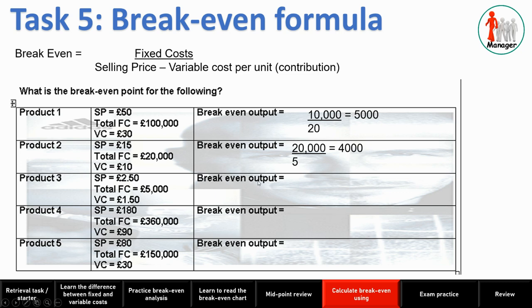This one here, fixed cost is 20,000. We sell them for 15 quid each. Each one costs £10, so each one contributes £5. 20,000 divided by 5 is 4,000. Got to sell 4,000 to break even. This one here, fixed cost of £5,000 this time. We sell them for £2.50. The cost is £1.50 to make. Each one contributes £1. 5,000 divided by 1 is 5,000. And so you see this pattern again and again and again. Okay, and that's break even for you.